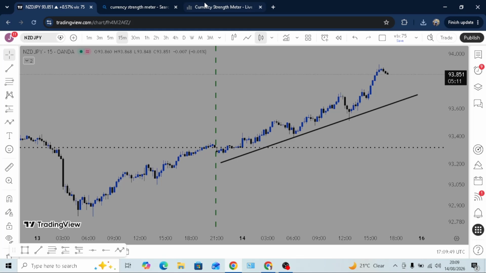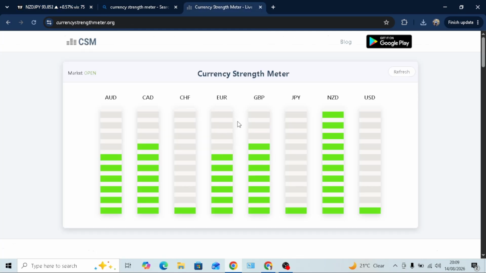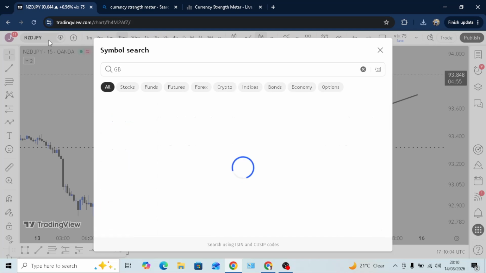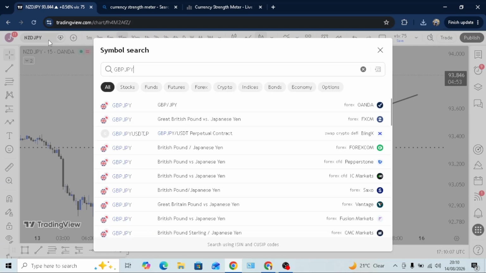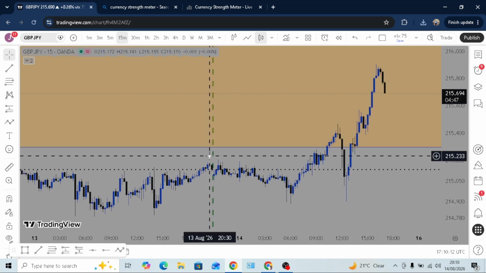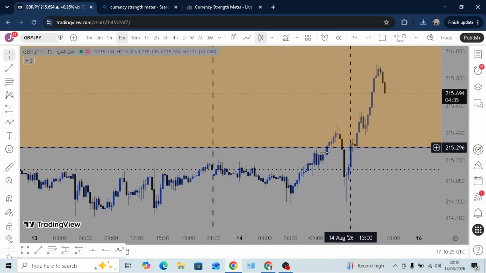Still not convinced? Let's look at another pair. Let me take the pound against the JPY. GBP JPY. This feels like cheating, guys. You wake up in the morning, you look at that currency strength meter, and all you do now is just trade according to your currency strength meter. Just take the weakest pair against the strongest one. Whether it is the base currency or the secondary currency, you know what to do. It's either you sell or you buy.